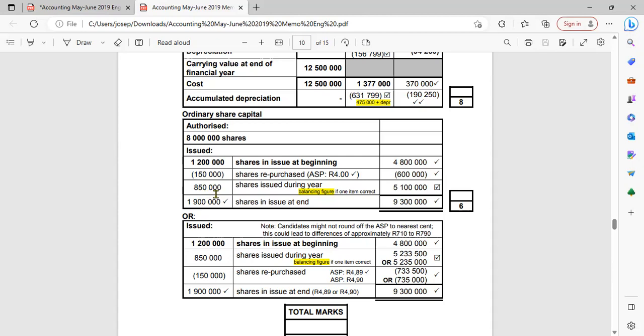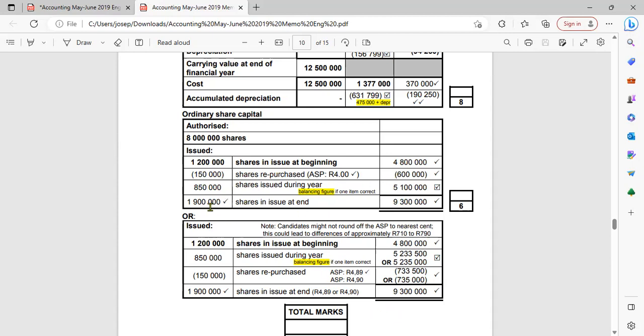And the 850,000 that we got, we said that this one is the balancing figure. When you have all these three, you can calculate this one by just balancing the figure, guys. You must balance the figure, guys.